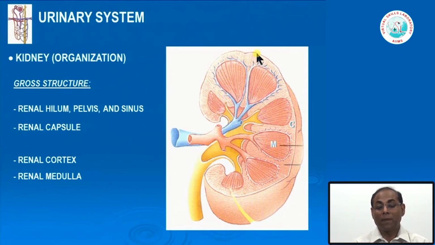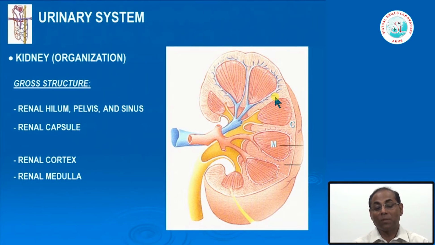then you can easily identify the outermost renal capsule, followed by the cortex, and then these are the renal pyramids, and in between is the renal medulla. Now, this corticomedullary junction is extremely important. If it can be clearly seen, that means there is hardly any structural damage to the kidney.